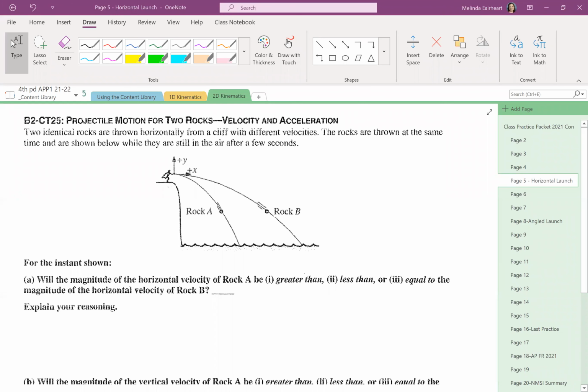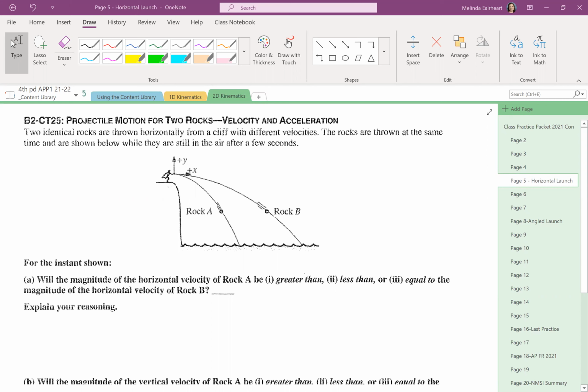Back to pages 3 and 4. Okay, so on page 5, we've got a concept. So we're not doing any math on this one. It's a concept question. We've got projectile motion for 2 rocks. We're going to be asked about velocity and acceleration.